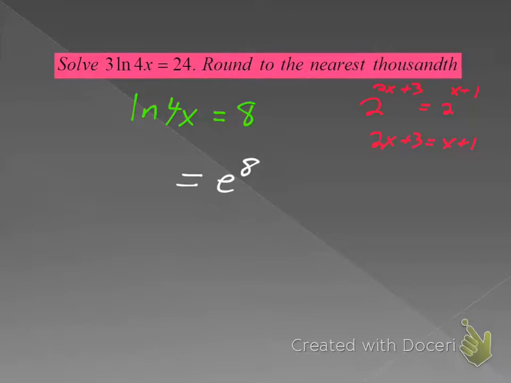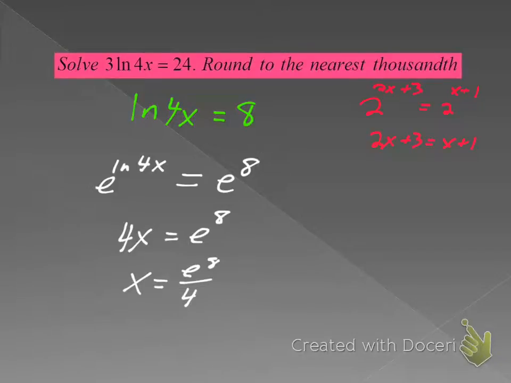The second left side will be e to the natural log of 4x. Okay, now think back to that pink slide when it said e to the ln of x equals just x. Well, x can be whatever is right here. In this case it's 4x. So e to the ln cancels, the 4x comes back down. So you have 4x equals e to the 8th. You divide by 4, you get x equals e to the 8th divided by 4.